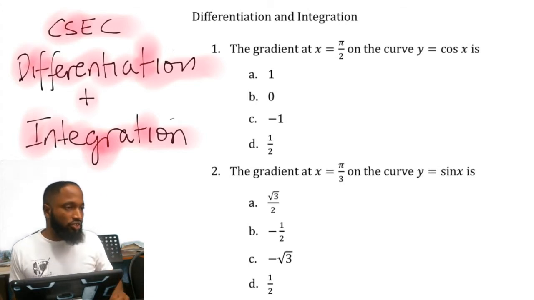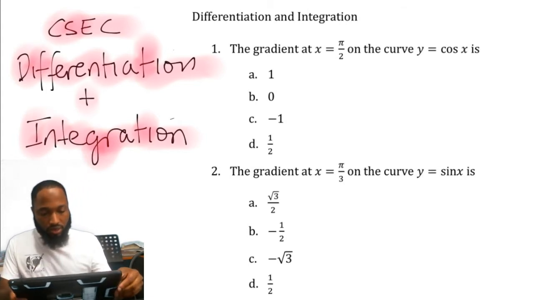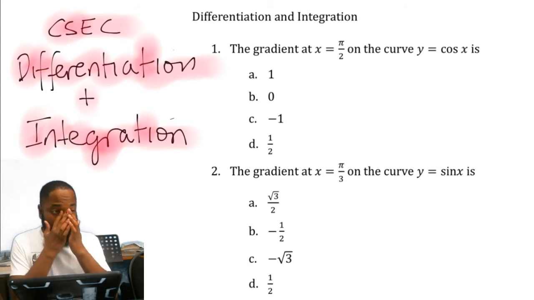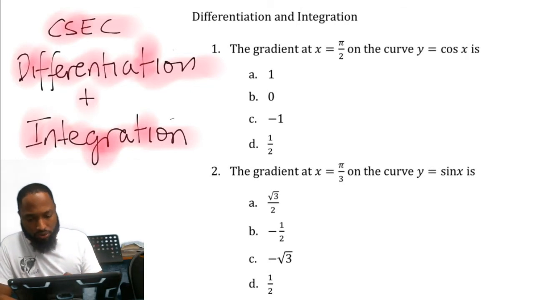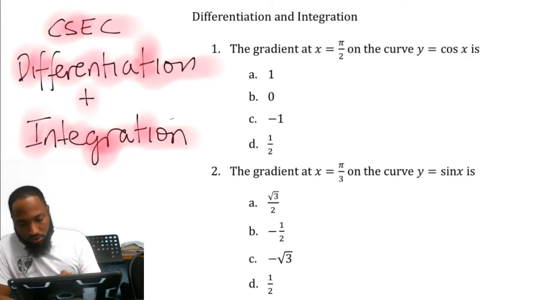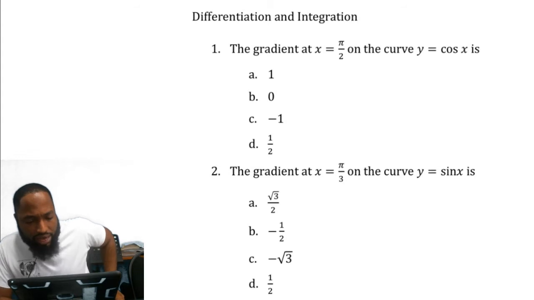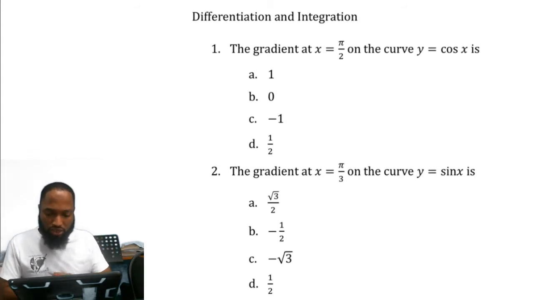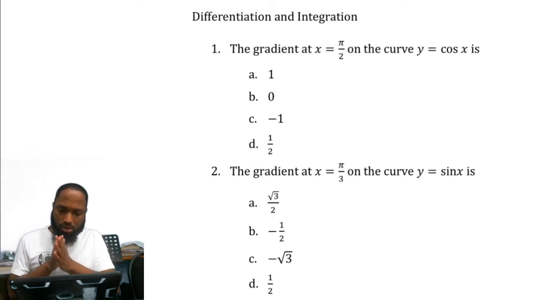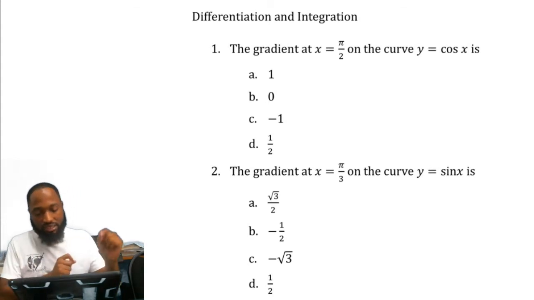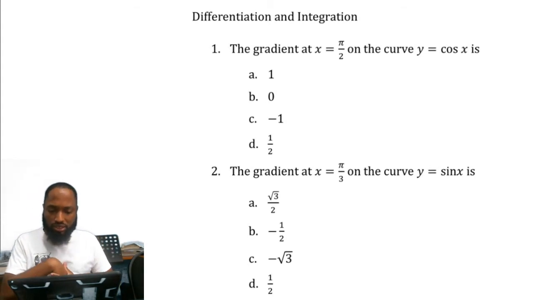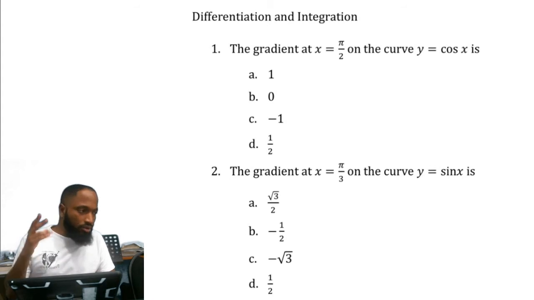Alright, differentiation. Let's go. So we're looking at answers for number 1 and number 2. The gradient at x is equal to pi over 2 on the curve y is equal to cos x. So this is all the questions that I created here.